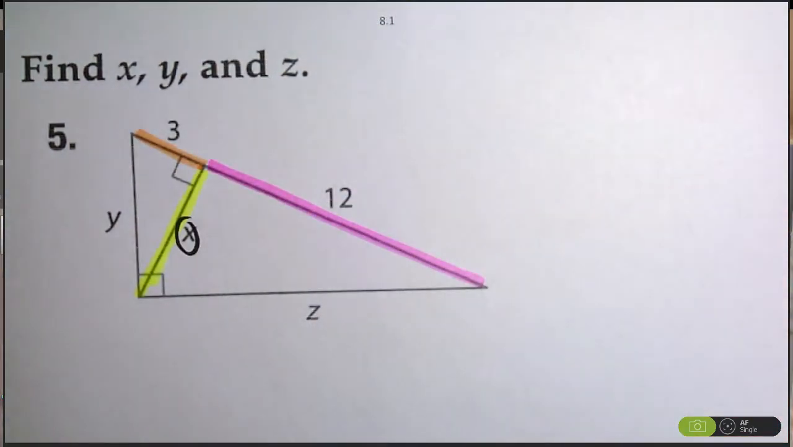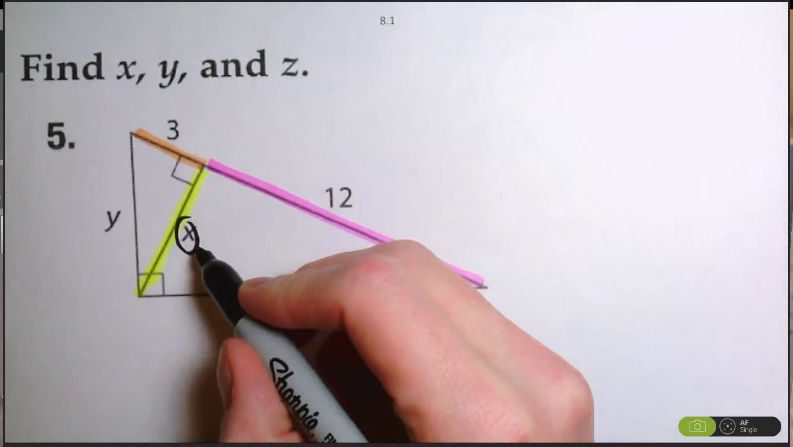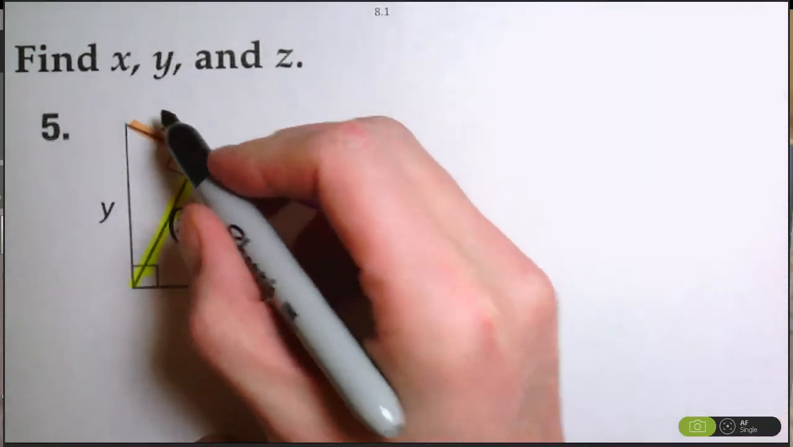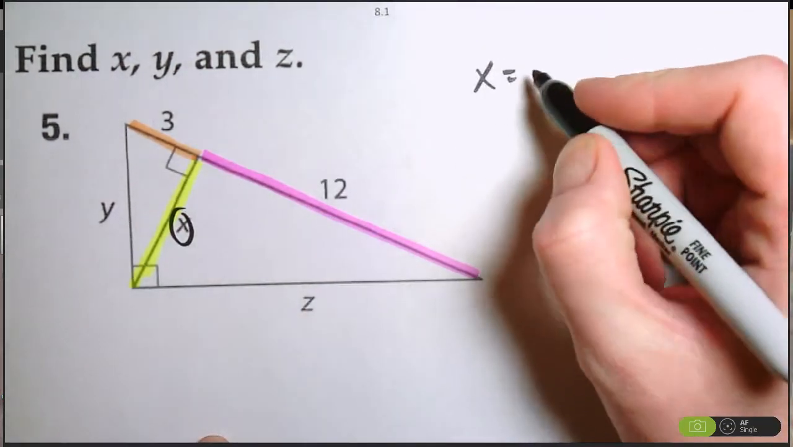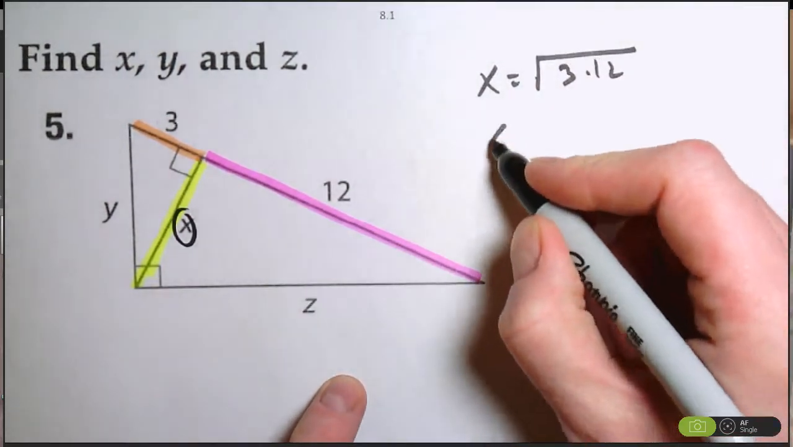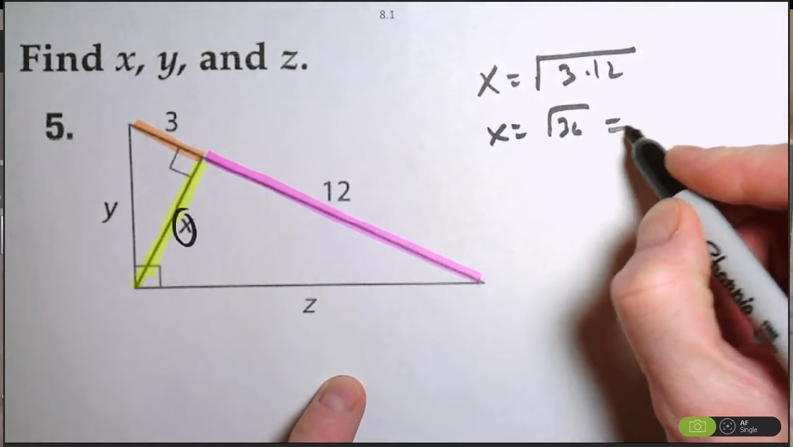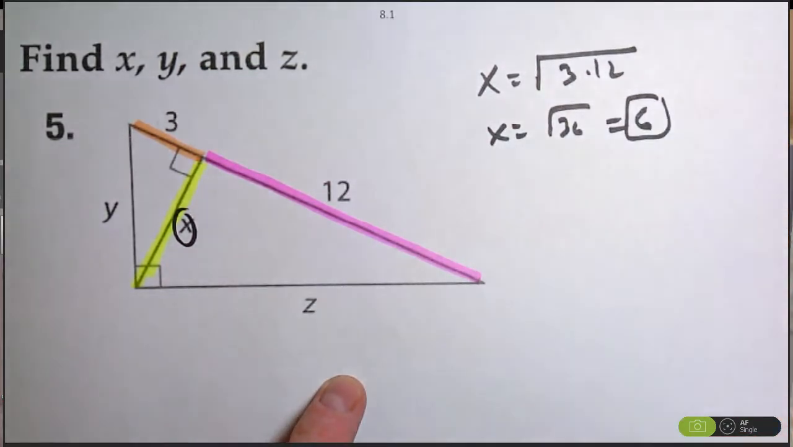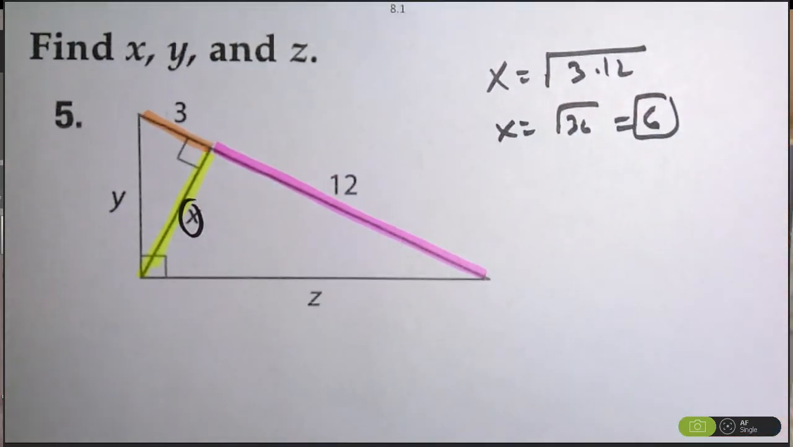Okay. So x is always, if you're looking for the altitude, that's always the easiest one to find because it's just going to be the geometric mean of those two portions. So x equals the square root of 3 times 12. Well, the square root of 3 times 12 is the square root of 36. X is 6. Okay. Now the next two theorems deal with legs.